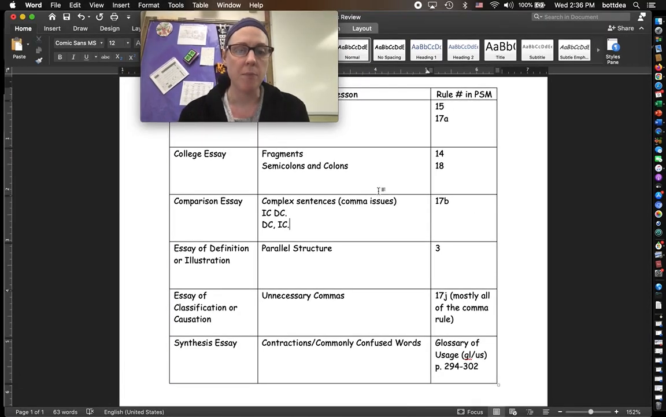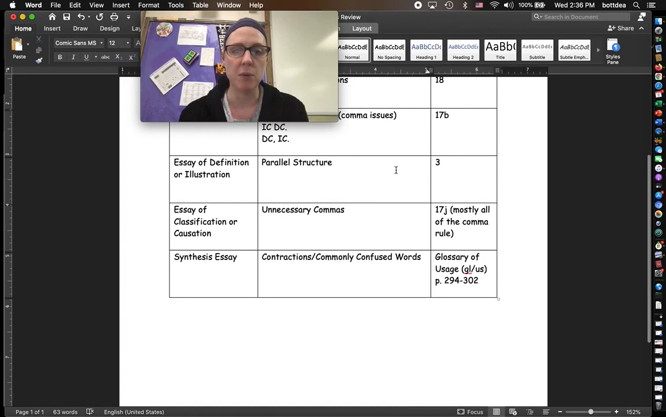Okay. For the essay of definition or illustration, we went over parallel structure. The parallel structure rule is Rule 3. This one can be tricky, and it just kind of depends on you as individual students. Some of you struggle mightily with parallel structure, and for others, it just comes very naturally. Or it comes very naturally until you get to one sentence, and that one sentence just isn't working for you.